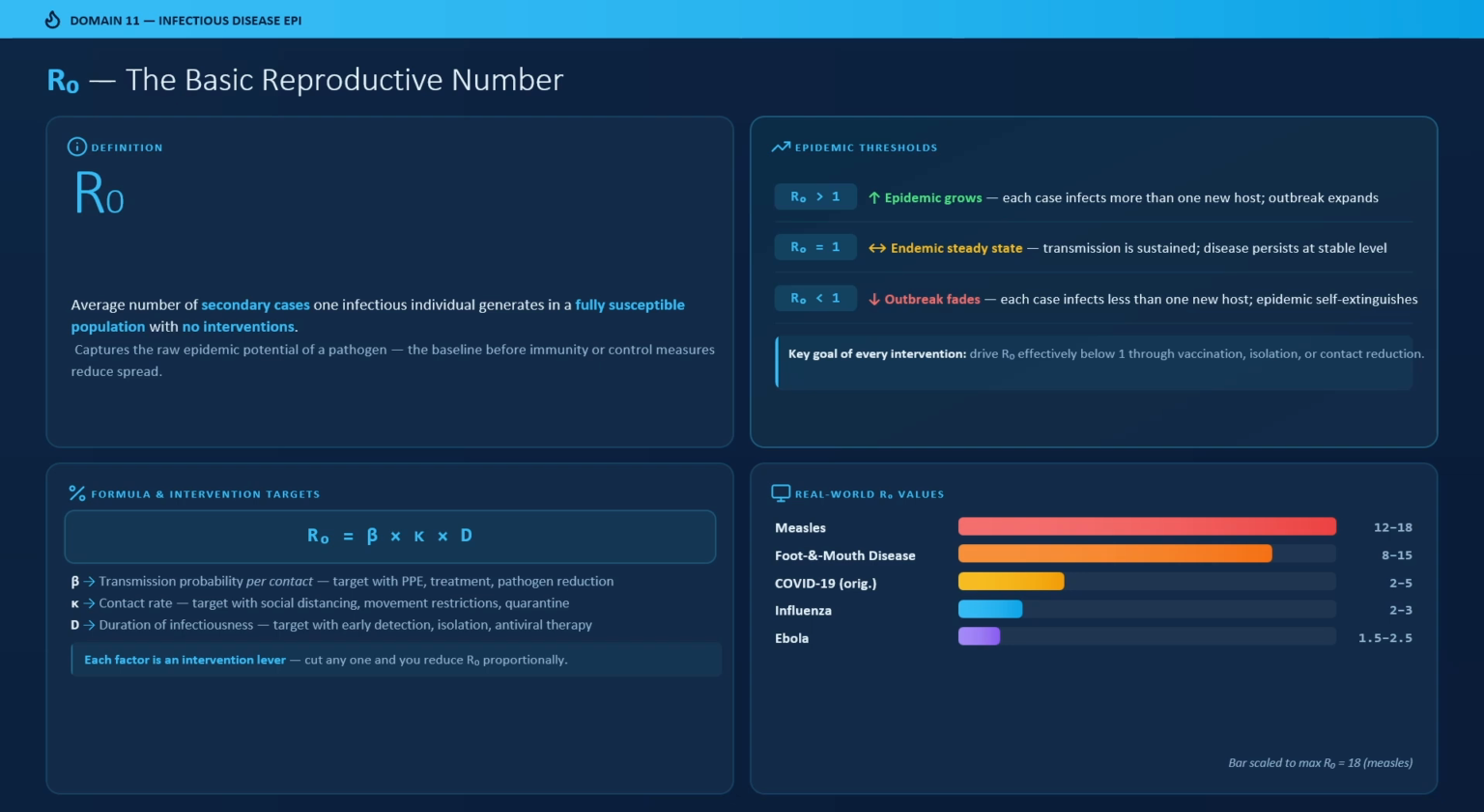One last note, R-naught is a property of the pathogen and the population. Contact patterns, density, and behavior all feed into it. The same pathogen can have a different R-naught in a dense feedlot than on an extensive pasture.